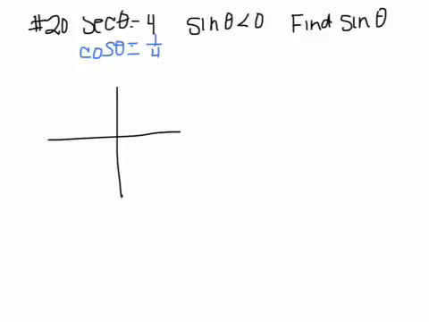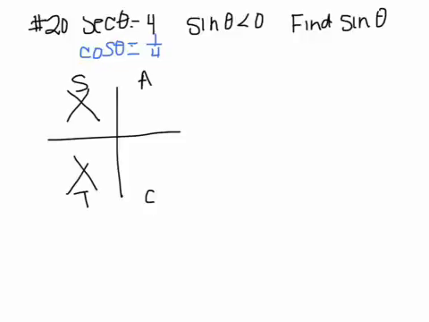So I'm going to start by saying all students take calculus. This is where the functions are positive. So if cosine's positive, it can be positive in quadrant 1, it's negative in quadrant 2, negative in quadrant 3, but positive in quadrant 4.